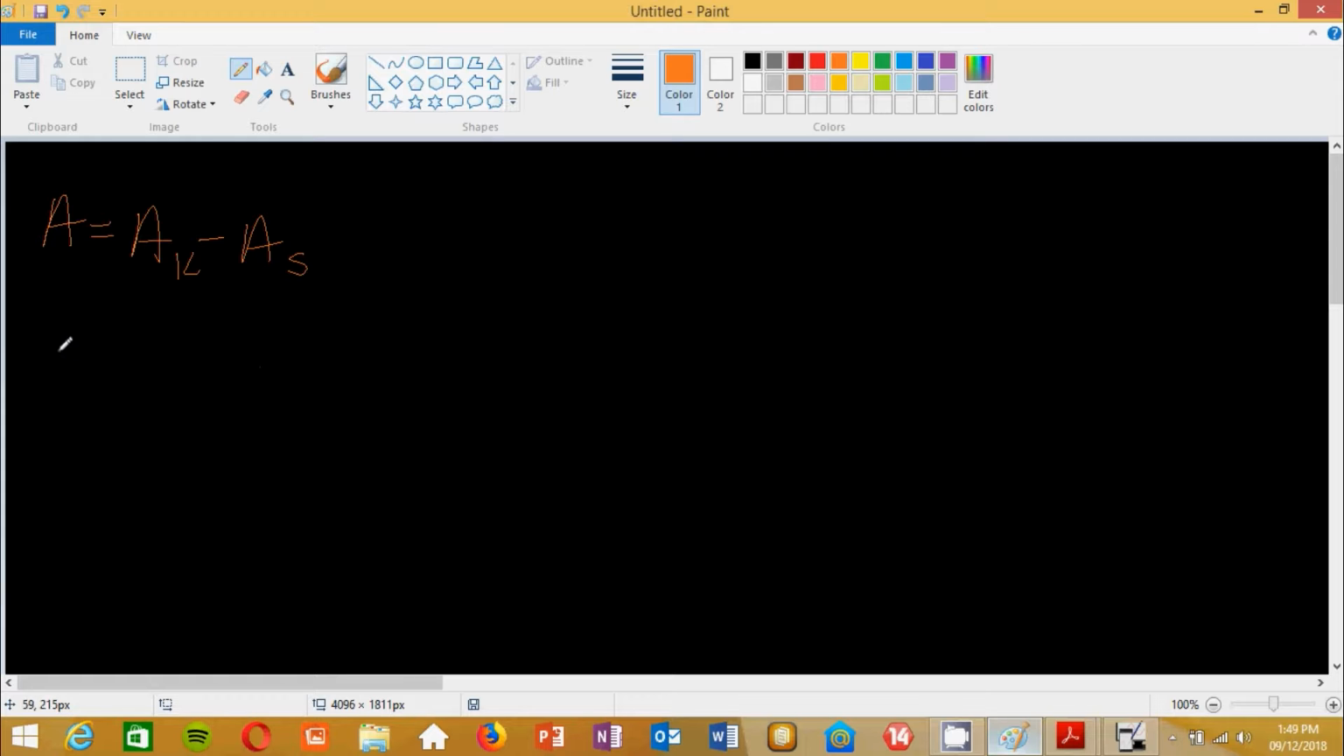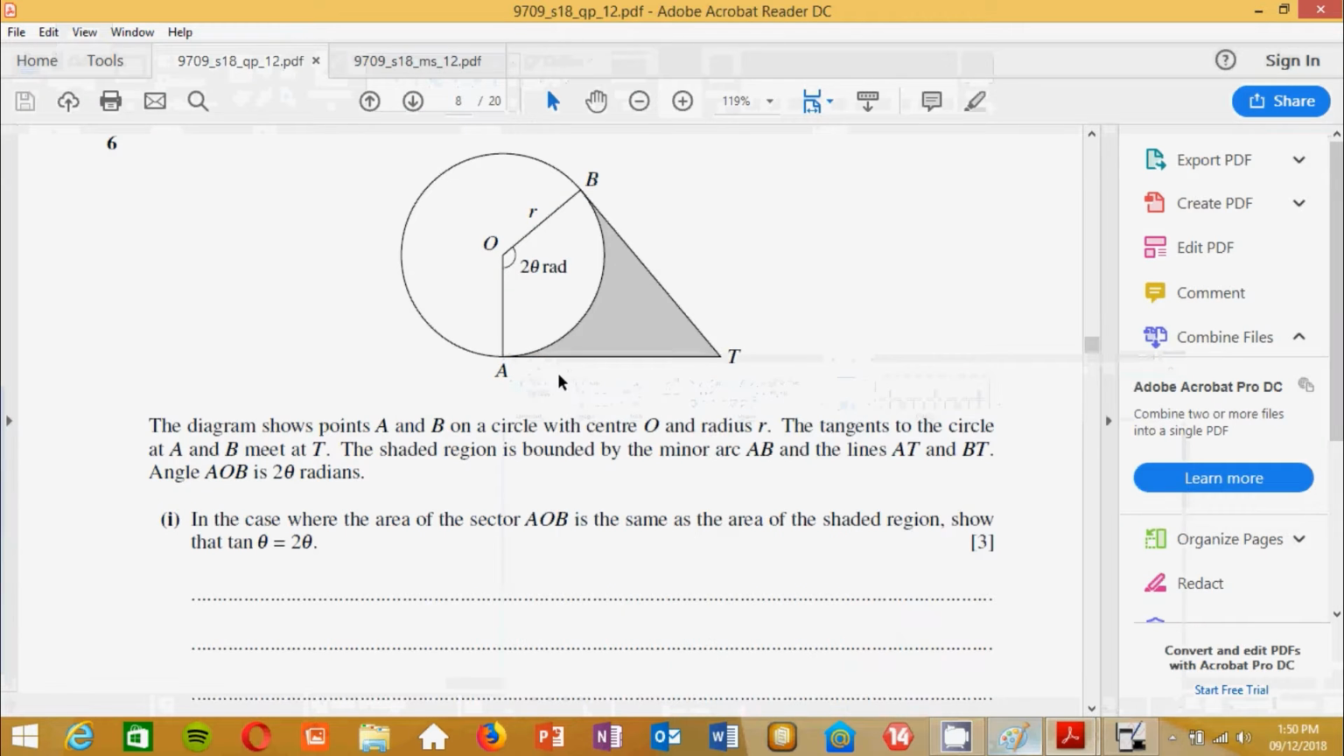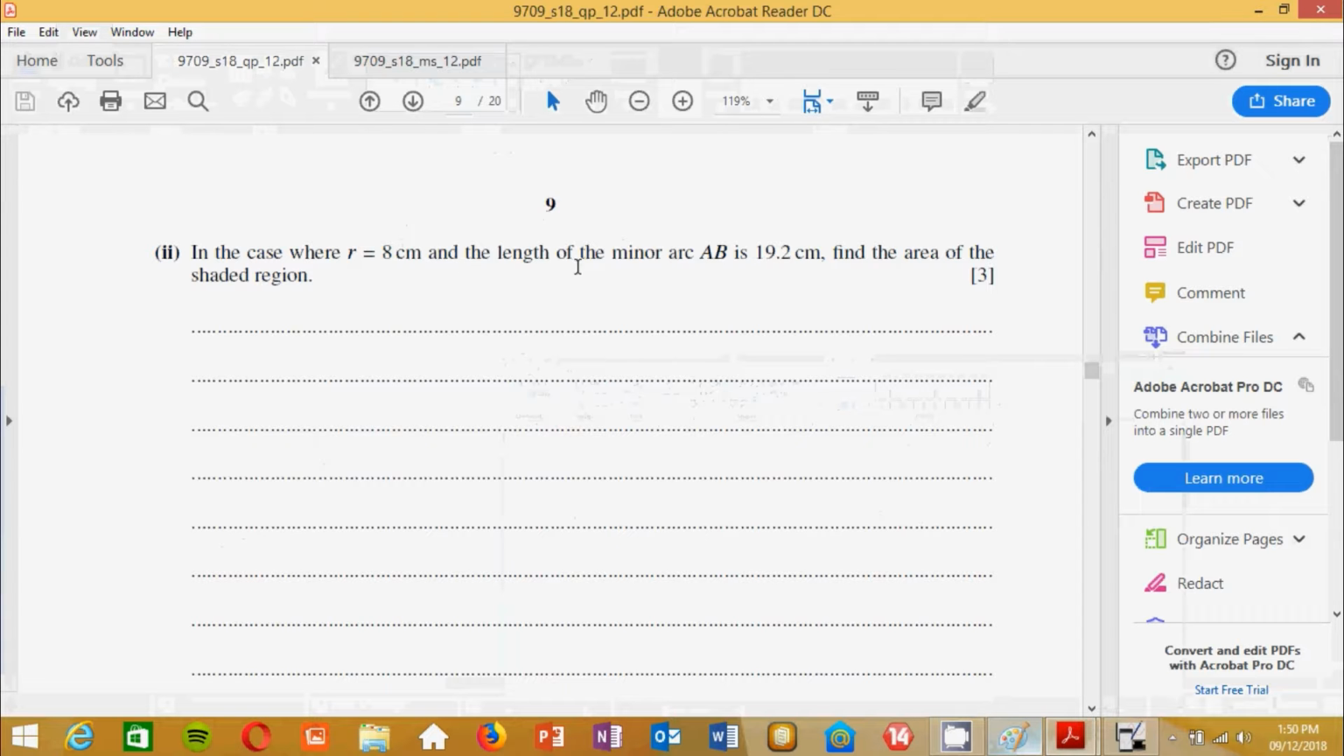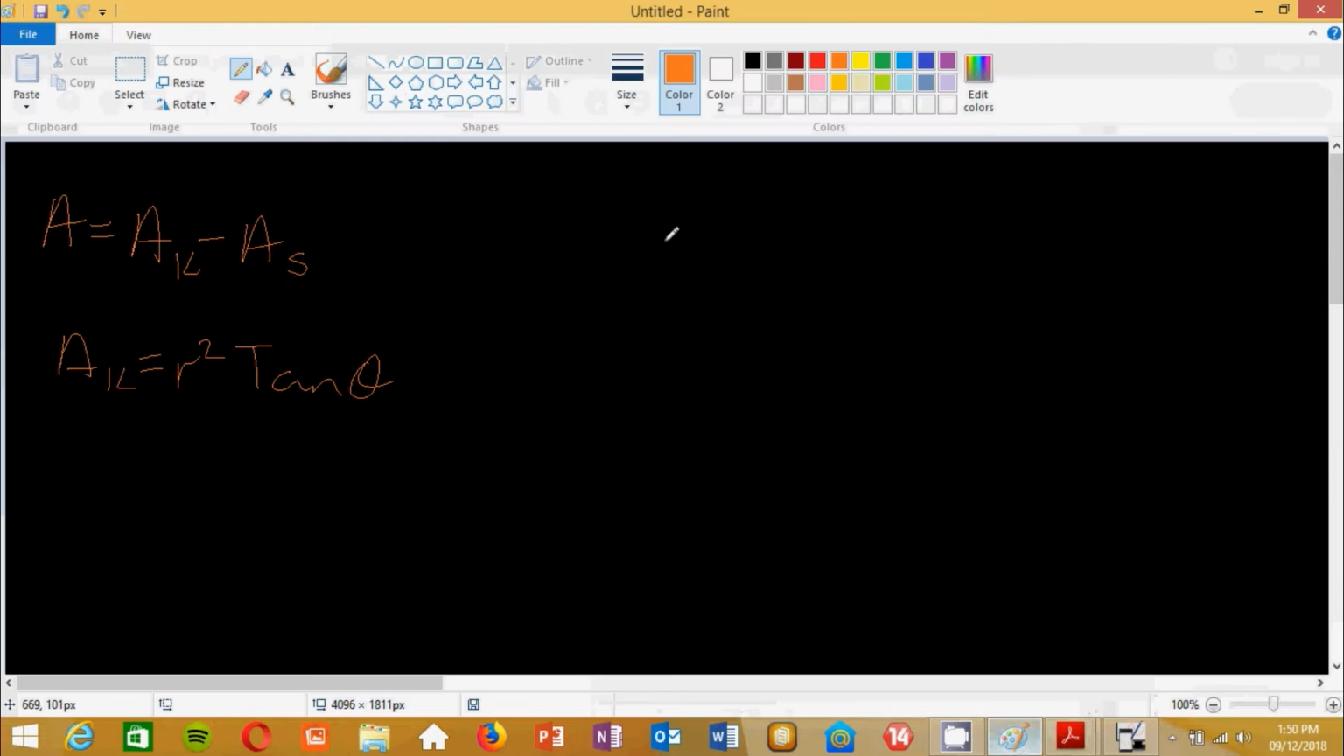Anyway, I deduced in the first video that the area of the kite is equal to r squared times tan theta. Okay? The area of the kite is equal to r squared times tan theta. So now I want to find my theta. How do I find my theta? I use this information: the length of the minor arc is 19.2 centimeters.